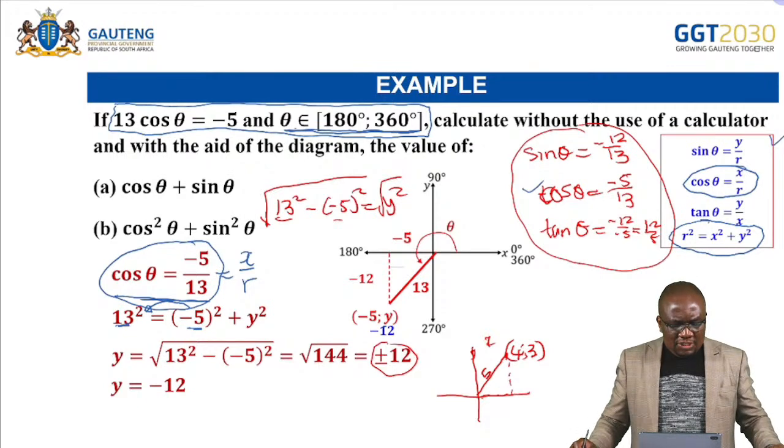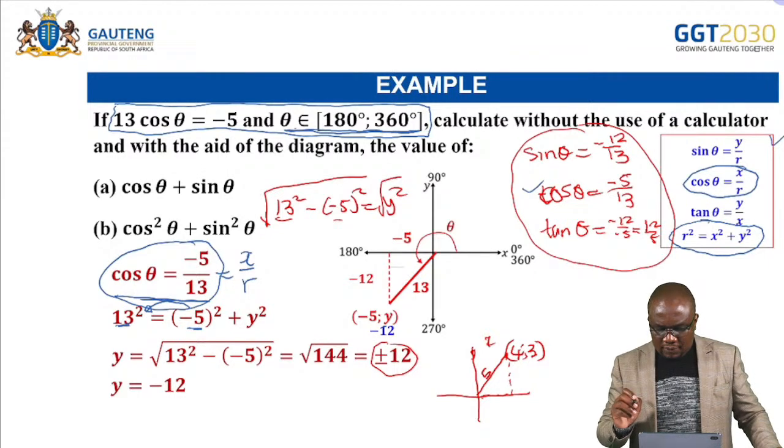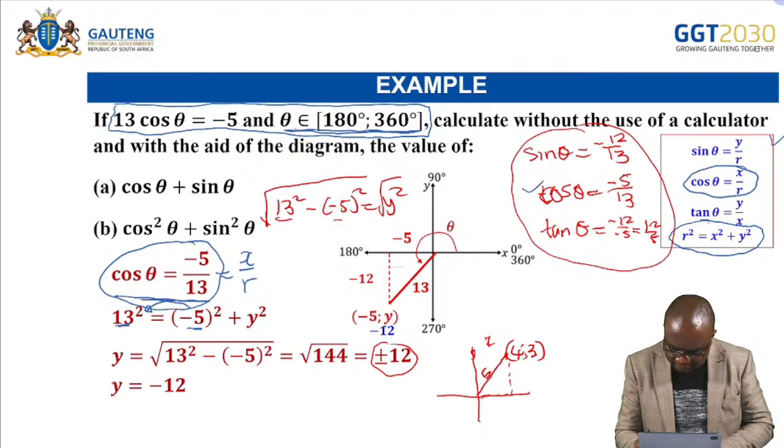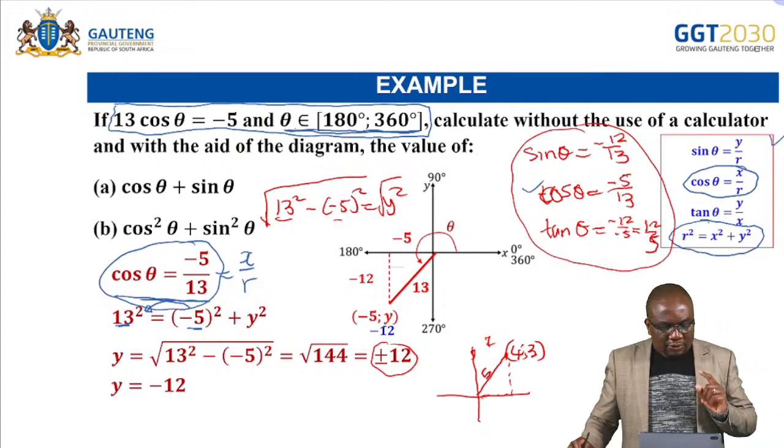Right now, let's do the first one. Do you have these three? Have you copied these three? Sin theta, negative 12 over 13. Cos theta, negative 5 over 13. Tan theta, negative over negative, so it's 12 over 5. Is my 5 clear there? You see my writing now? It's clumsy. Okay, right, now let's do A.